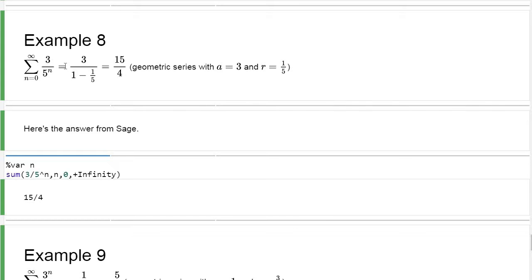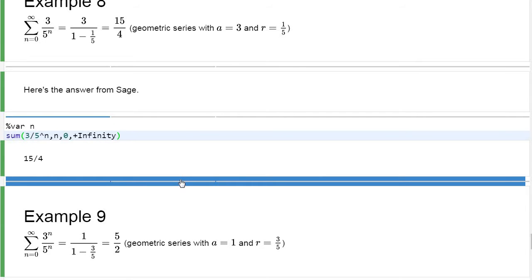The other way to think about it would be, you saw the first term, when n equals 0 you get 3, try n equals 1, and you get 3 over 5. So what's 3 over 5 divided by 3? And the answer is 1 over 5. So r is a fifth, a is 3, and so the formula says first term divided by 1 minus common ratio, and that turns out to be 15/4. You could also ask Sage to do that for you.